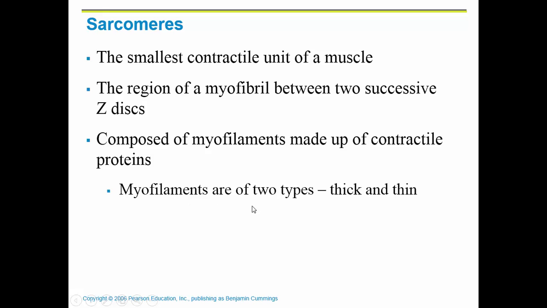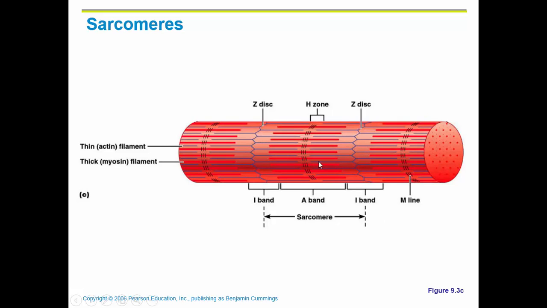There are two types of myofilaments. There's a thick and a thin. And in this picture, you're seeing one sarcomere. So here's a Z disc or a Z line. Here's the other Z disc or Z line. We have our thin myofilaments attached to the Z line. These are called actin filaments, and it's a protein. And then we have our thick myofilament called myosin here that is red.